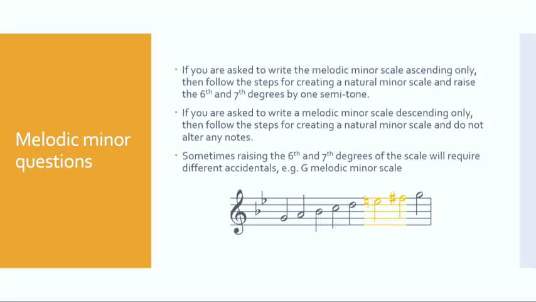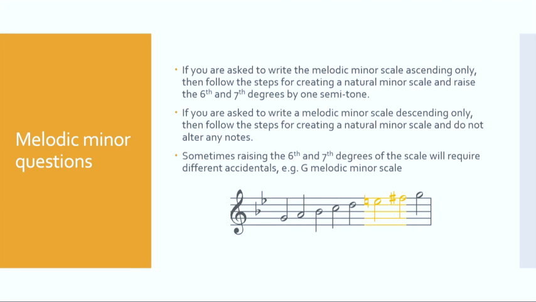Now, if you are asked to write the melodic minor scale ascending only, then you need to follow the steps for creating the natural minor scale and raise the 6th and the 7th degrees by 1 semitone. So let's just imagine an example. Let's say you were asked to write the melodic minor scale for F minor.